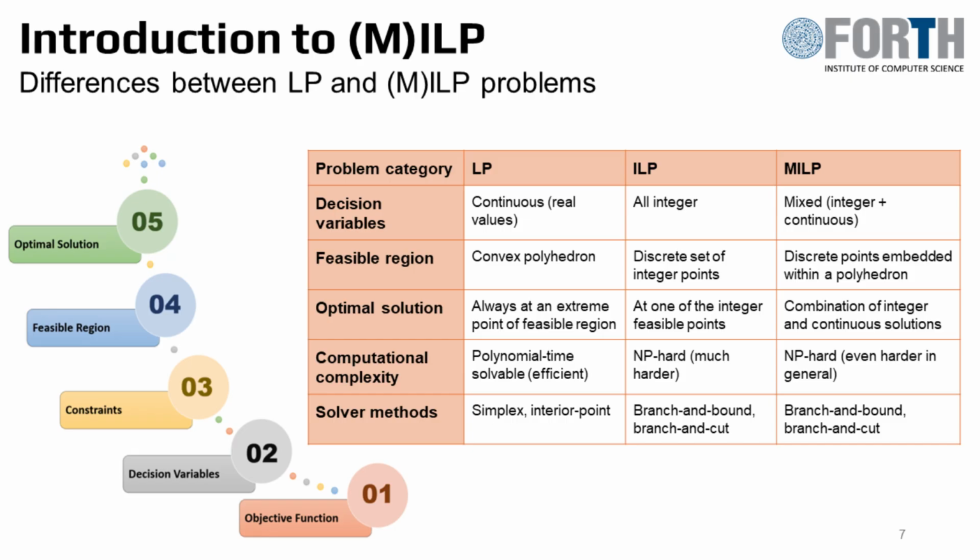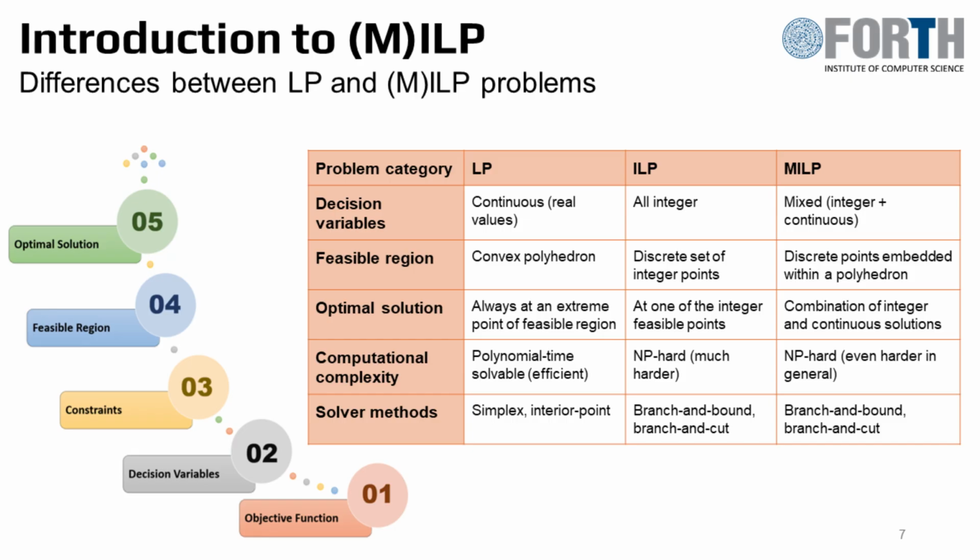Now, looking at the table, let us analyze these differences more carefully. First, variable types. In LP, all variables are continuous. This means the feasible region is a convex polyhedron. In MILP, some variables are integer or binary. This immediately destroys convexity and introduces combinatorial structure.